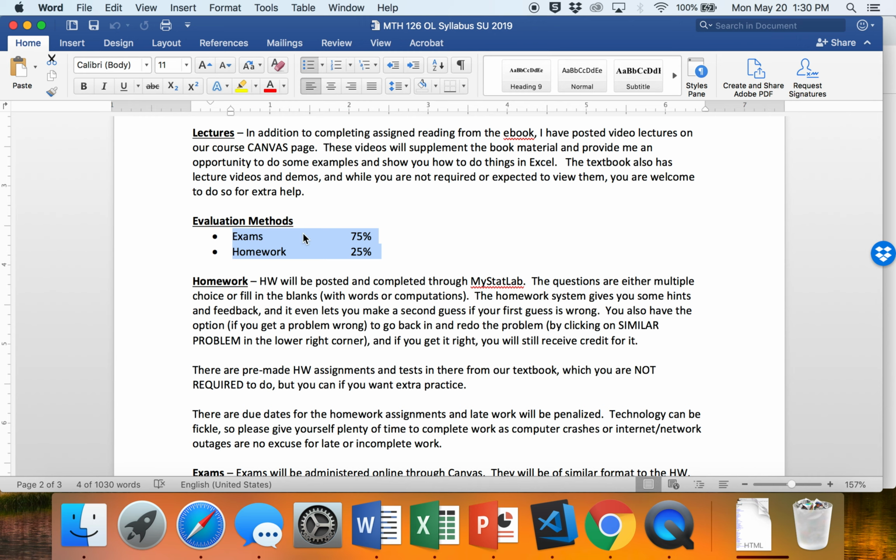So you have 2 exams, and that adds up to 3/4 of your grade, and then the other quarter of your grade are the weekly homework assignments, of which there will be 6. So it's pretty easy to see how you're doing. And there aren't that many grades that go into this. There'll be 6 homework assignments and 2 exams. So that's 8 things that go into this pot.